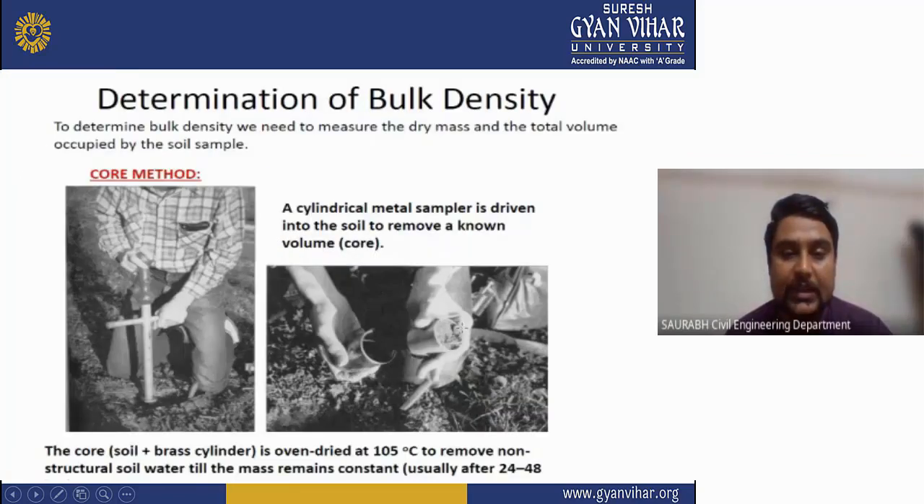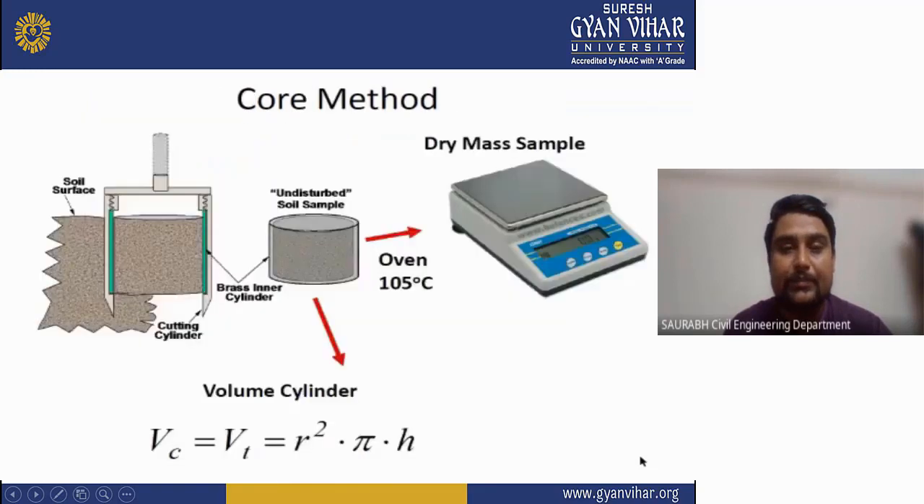You can see here, they have to put it on the soil and drive it in. Then they have to take the soil sample. The core, which includes soil plus brass cylinder, is oven dried at 105 degrees Celsius to remove non-structural soil water until the mass remains constant, usually after 24 to 28 hours. Now you can see some of the equipment which we use in the core cutter method for determination of bulk density of soil.